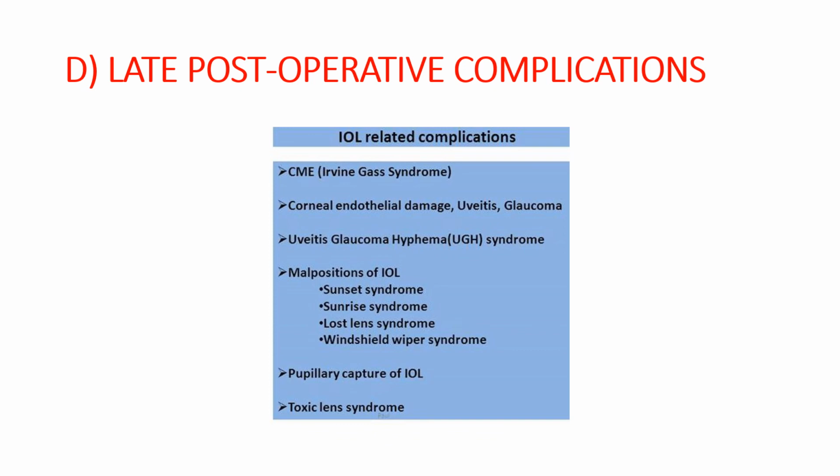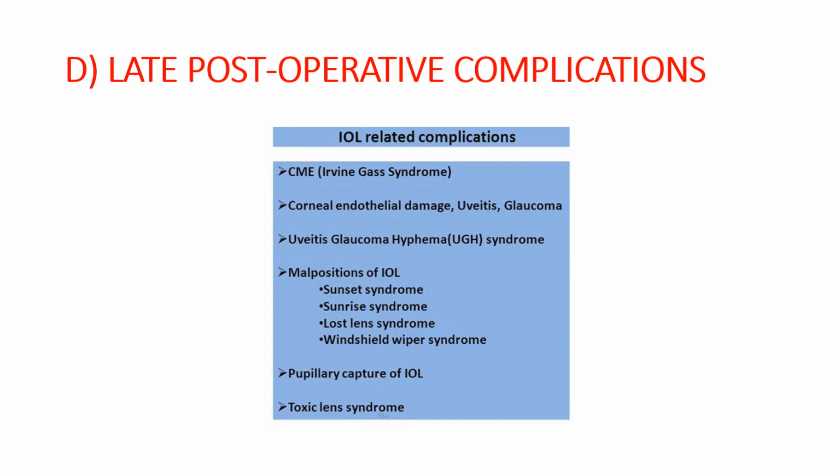Fourth is malposition of IOL. We have some names here like sunset syndrome. When there is inferior subluxation of the IOL, it is called sunset syndrome. When there is superior subluxation of IOL, it is called sunrise syndrome. Lost lens syndrome: here the IOL gets dislocated into the vitreous. Windshield wiper syndrome: here, if a small lens is placed in the ciliary sulcus, not in the bag, then the superior haptic of the small lens, if it is vertical, tends to move left and right with the movement of the head. So this is called windshield wiper syndrome.